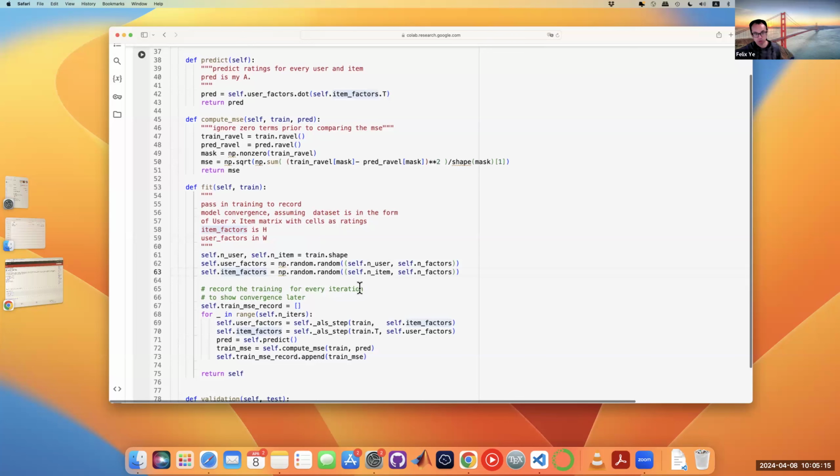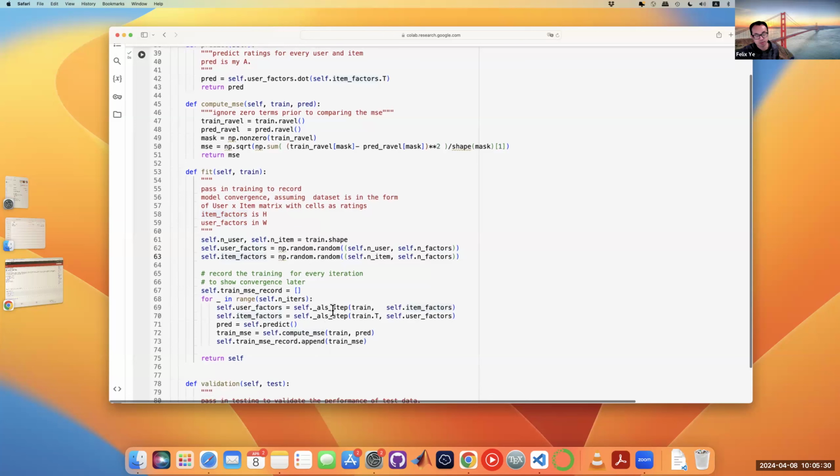So we are going to record the training loss for each iteration to see whether it's converging or not. Let me just make sure I run this. So this is an ALS step. Basically the difference is we first apply the user factor, and the second one is to apply the item factors. So this is W, this is H.